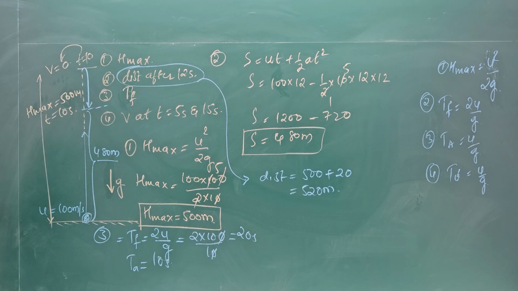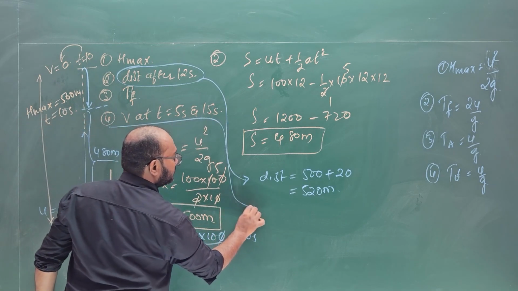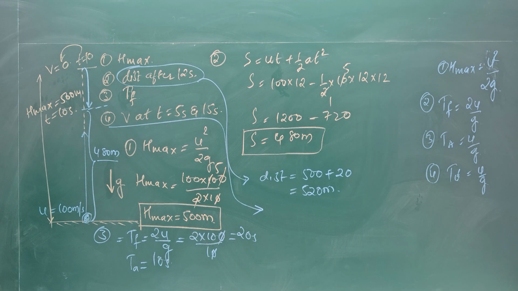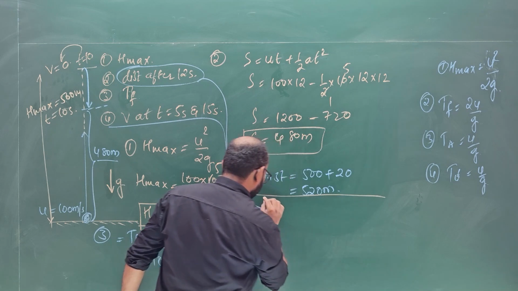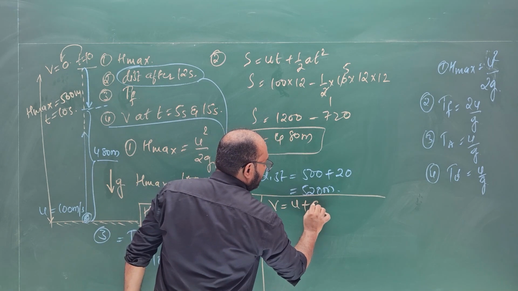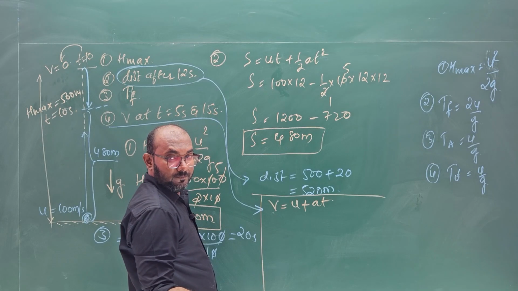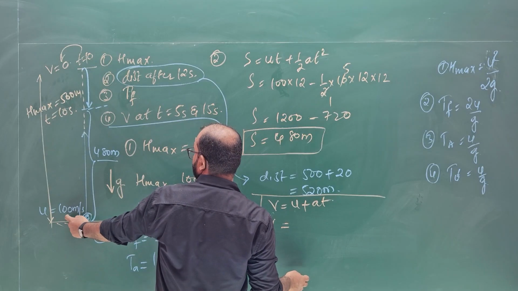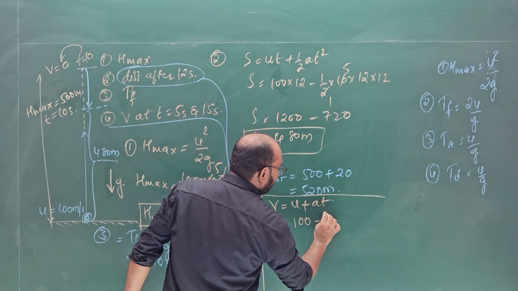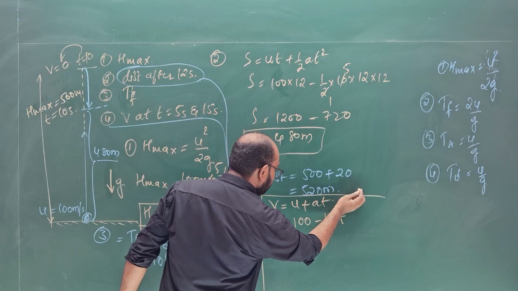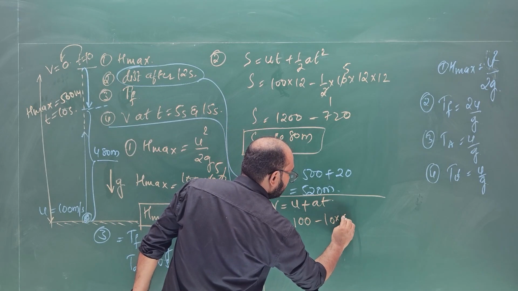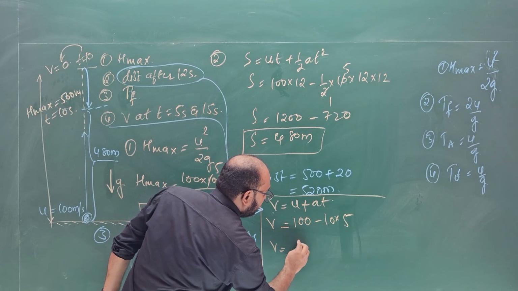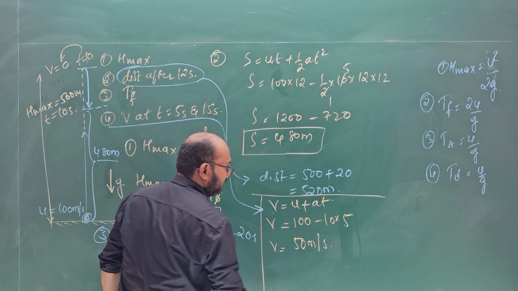Yes or no? Okay, anything else left out? Answer number 4. What is the velocity at t equal to 5 seconds and t equal to 15 seconds? How to find that? So let us calculate that. So v is equal to u plus at. V we don't know, and we are calculating that. So u, initial velocity is how much? 100. Minus 10 into t. And t is given, after how many seconds? 5 seconds. So v is equal to, can I say, 50 meter per second.